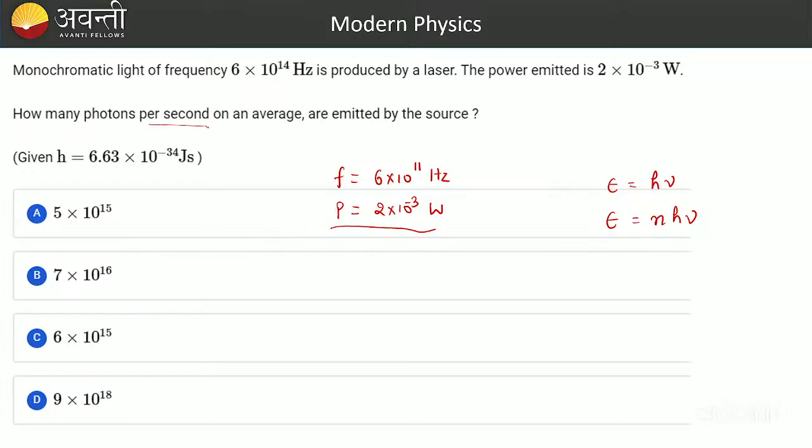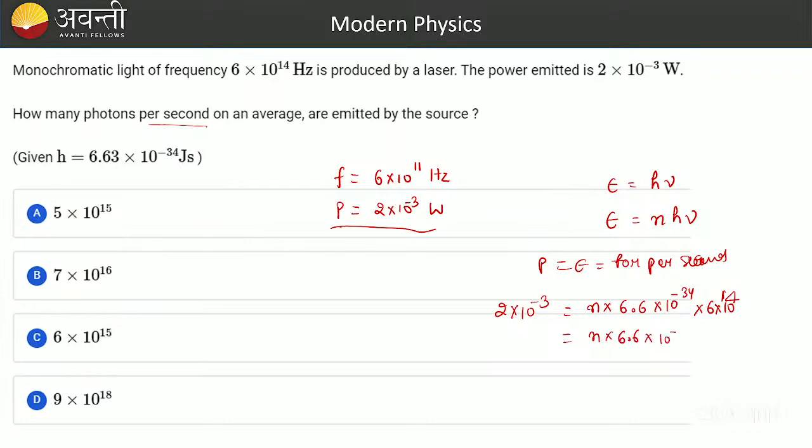So if it is asking for per second, we can use that P is equal to E per second. Now P is 2 into 10 raised to the power minus 3 watt. And we have to calculate n. h is 6.63 into 10 raised to the power minus 34 and nu is 6 into 10 raised to the power 14. Now 34 and 14 will become just the mathematics, minus 20.